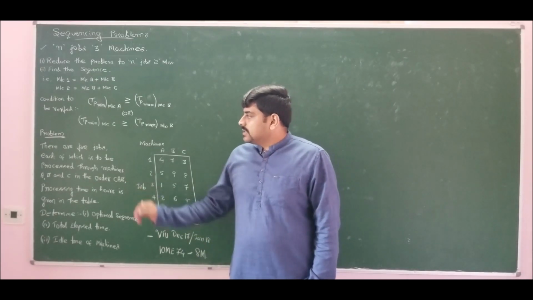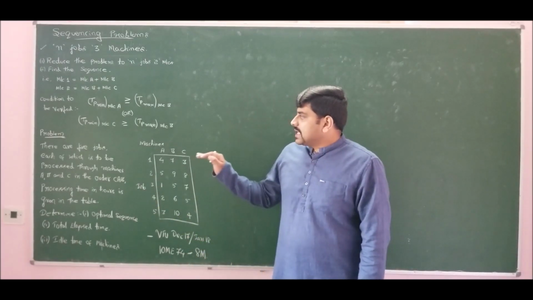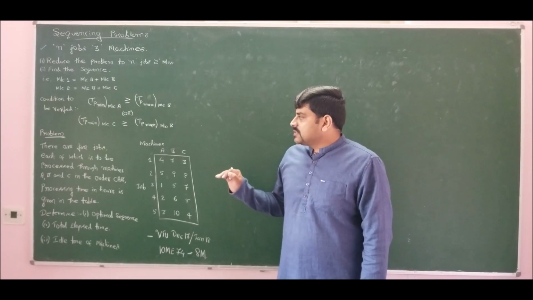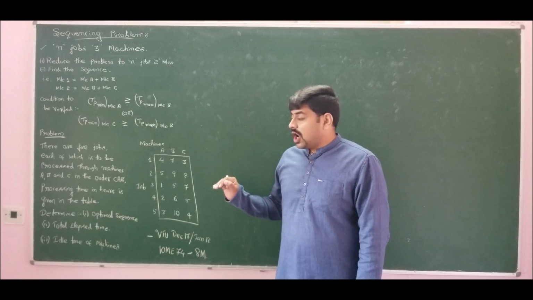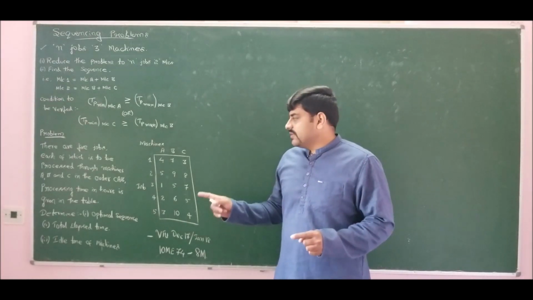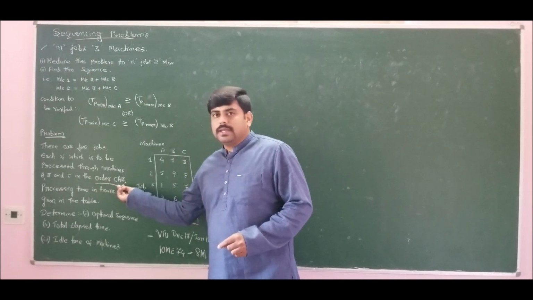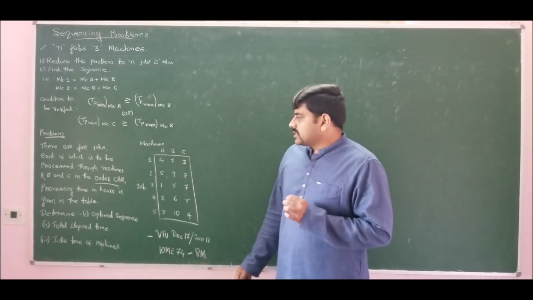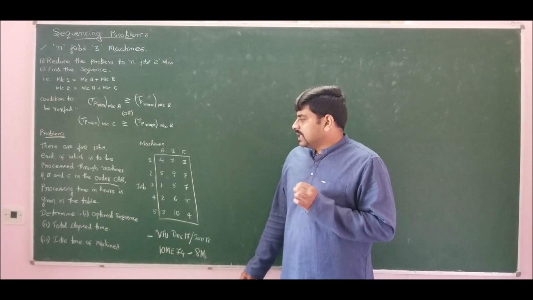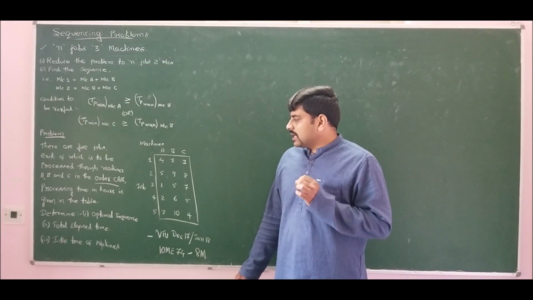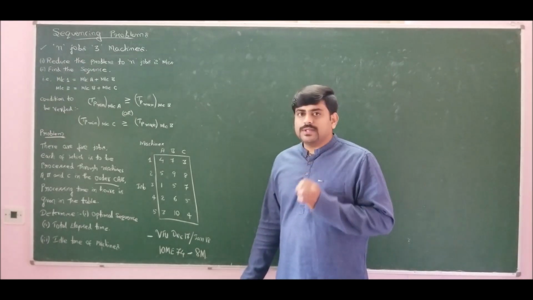With this very brief knowledge on problems of n jobs 3 machines, let us solve our first problem. Problem number 1 states that there are 5 jobs, each of which is to be processed through machines A, B and C in the order CAB. Very important, I should solve the problem in the order CAB. Processing time in hours is given in the table. Determine the optimal sequence, total elapsed time and idle time of machines.